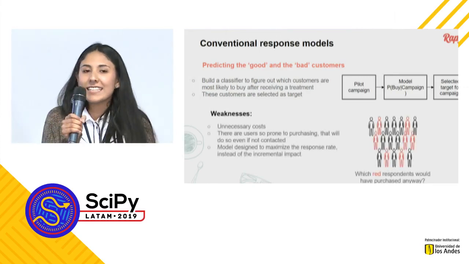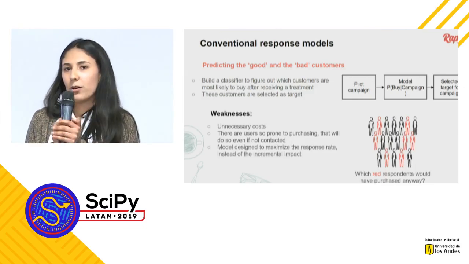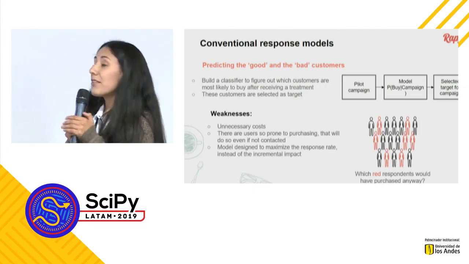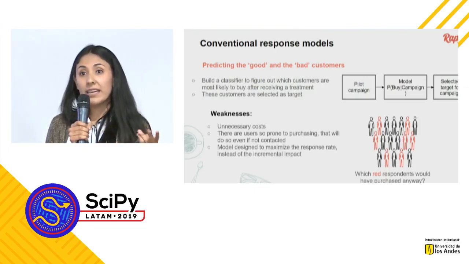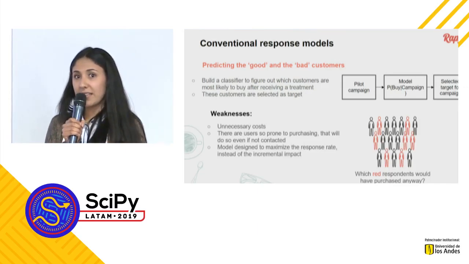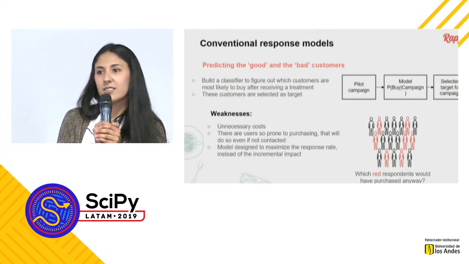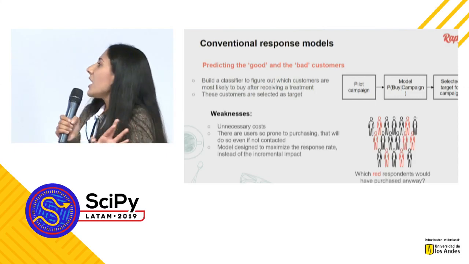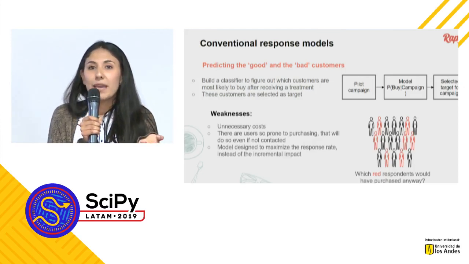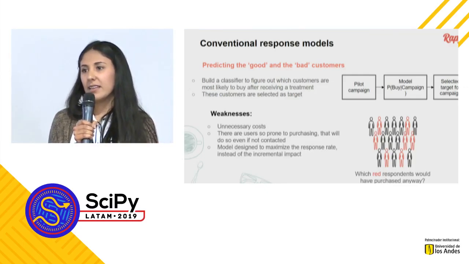So let's say that the ready users are the ones who have a high probability of buying with the incentive. It may be that some of these users have a high probability of buying with the campaign, but they are so prone to purchasing that they will do it even if they are not contacted by the campaign. So this implies that we are spending unnecessary costs in users who will buy anyway. So the principal weakness of this model is that it is made for maximizing the response rate, but not the incremental effect of the campaign in the users.